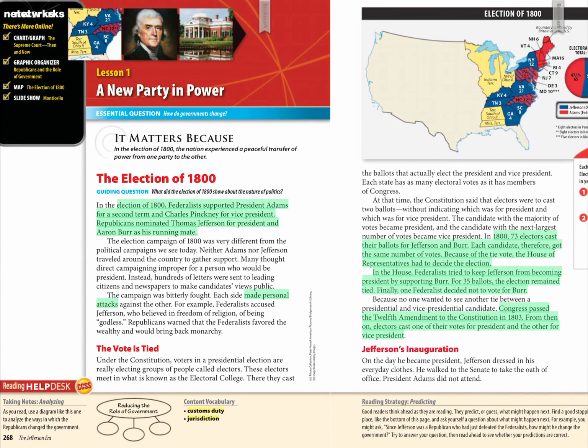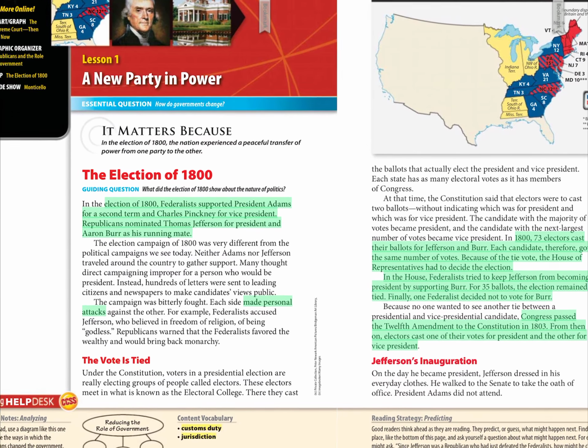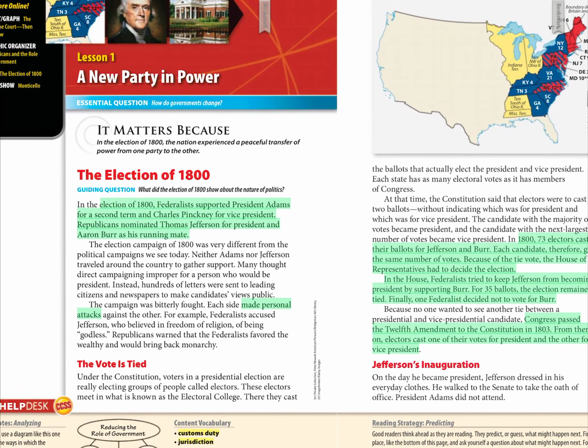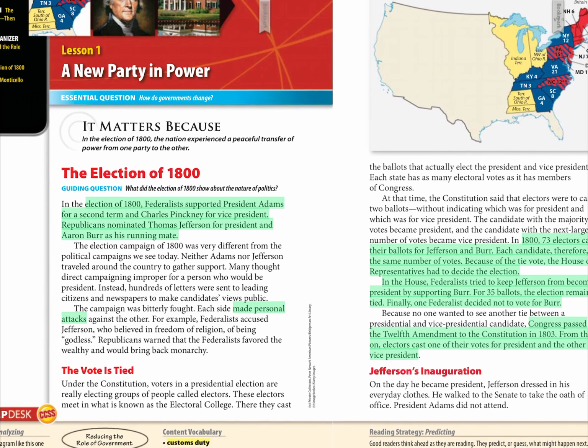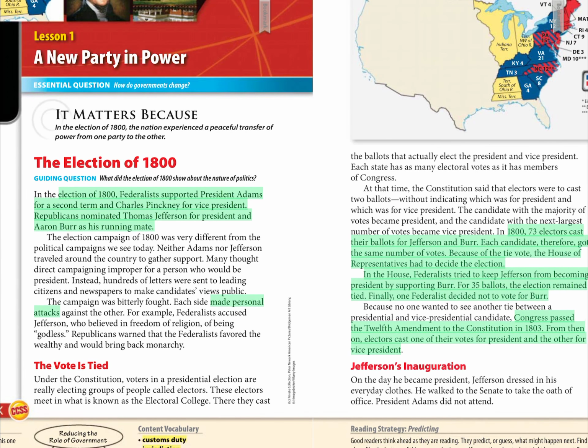So in the election of 1800, if you remember, last time we left off with President Adams and how he was having a really difficult time. And so now it is time for a new election. The Federalists go ahead and support Adams for re-election and Charles Pinckney as his vice president. The Republicans wanted Thomas Jefferson and Aaron Burr as his running mate.